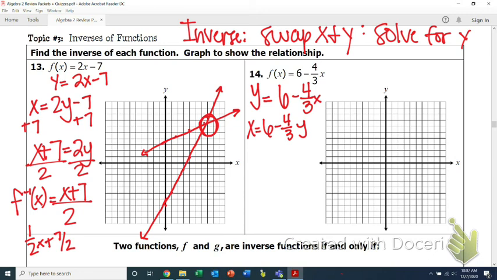All right, so right here, number 14, swap the x and the y. Okay, now we have to solve for y, but we have to get rid of that denominator. We multiply.